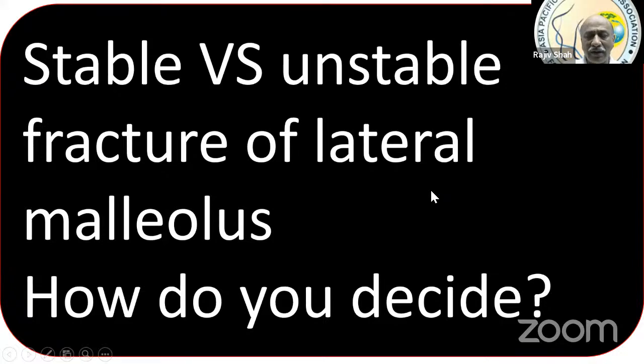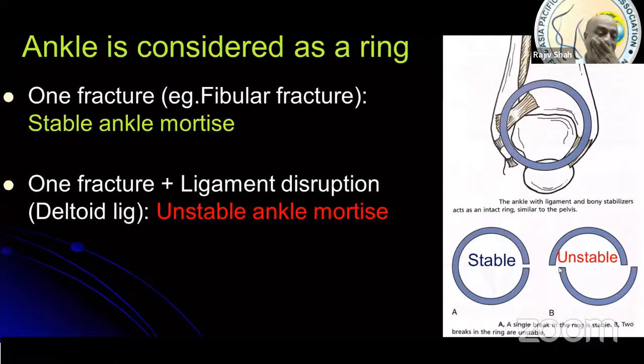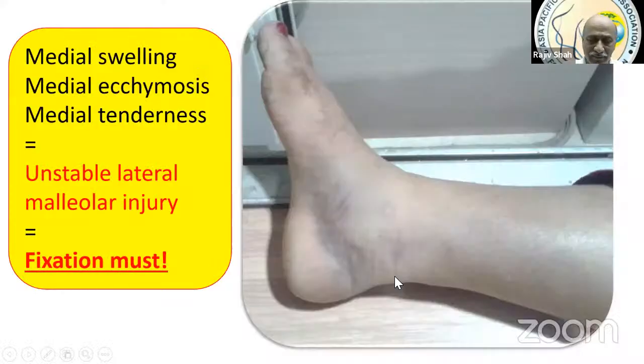So you all said that the stable versus unstable fracture of lateral malleolus, how would you decide? And that is by the stress X-ray. We did discuss it when we talked about the gravity stress view in the radiology. As you all know, the ankle is considered as a ring. One fracture, that is fibular fracture, if you have a stable ankle mortise, then it's all right. But if there is a ligament disruption, it becomes an unstable ankle mortise fracture.